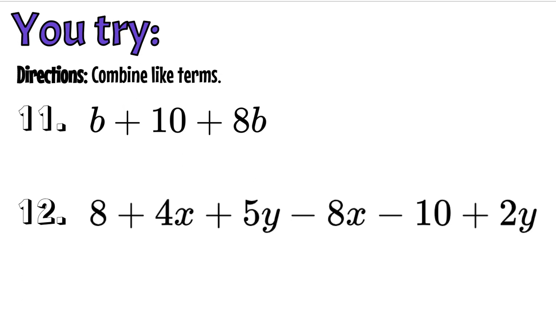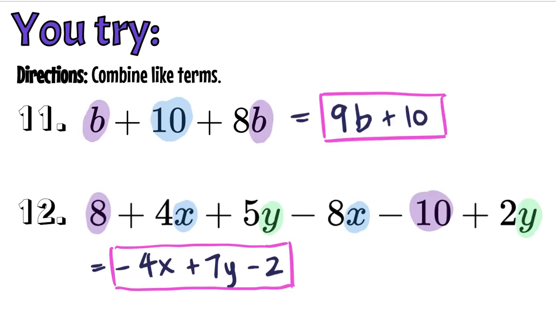This is our final simplification. Pause the video and try 2 more examples on your own. See if you can do it without writing the middle step. But if you need the middle step just to be sure that you get it correct, don't worry, it's fine to add it. Hopefully you were able to pause the video and find that the first example here, number 11, is 9b plus 10. And in number 12, negative 4x plus 7y minus 2.